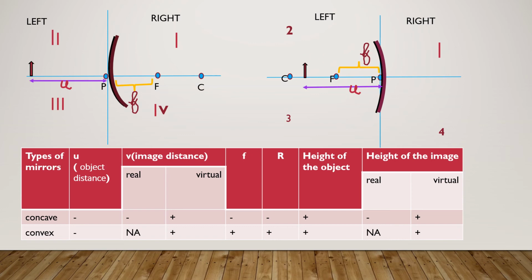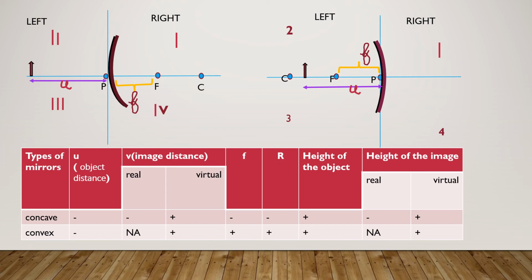In both the cases. Okay, then f, focal length. Here you can see focal length, if you measure from the pole, is in the same direction as the incident ray for convex mirror, so it is positive. For concave mirror, it is always negative. Why? Because it is moving in this direction from the pole, in the opposite direction of the incident ray, so negative. Whatever is the sign for f, the same will be for R, because the relation is R is equal to 2f.